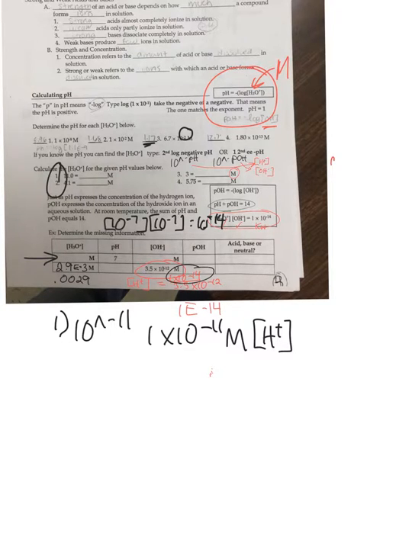The second one is not as straightforward. You did have to plug this one in, so I'm going to ask you guys what you got. You did 10 to the negative 4.1. So you should have gotten 1 times... What did you guys get? 7.94. Thank you.